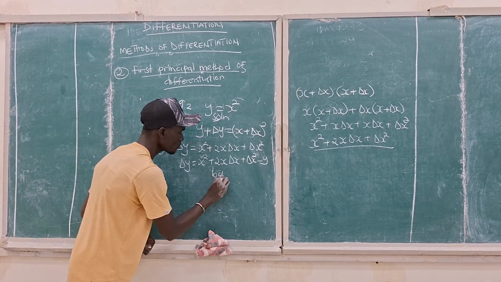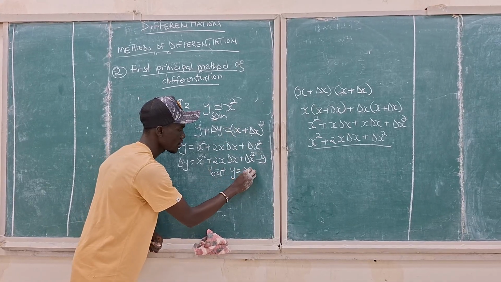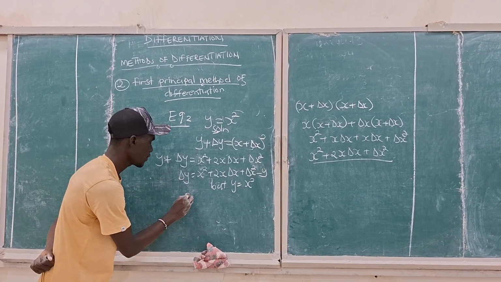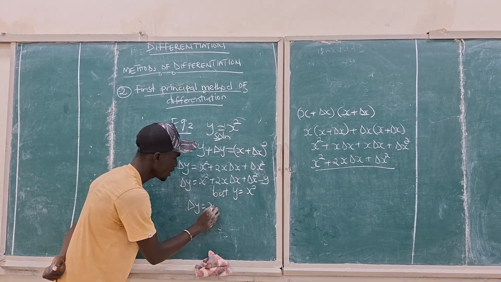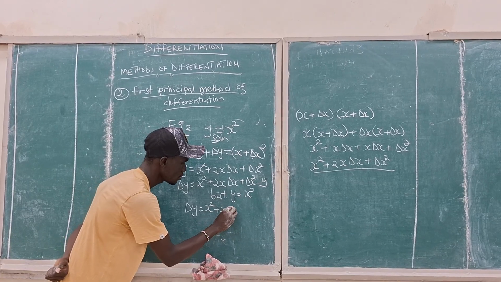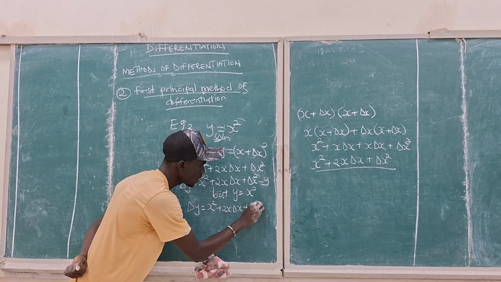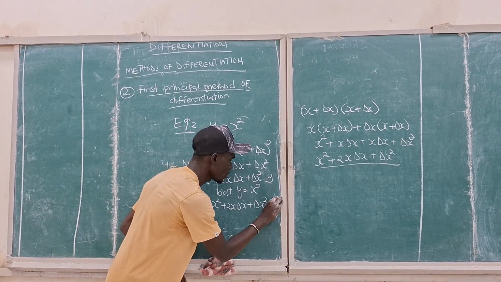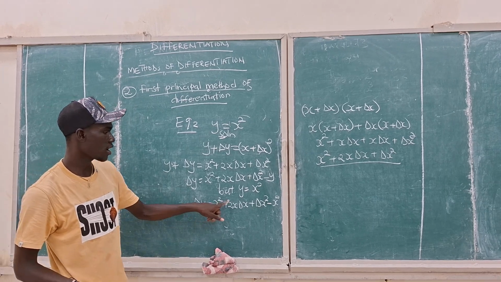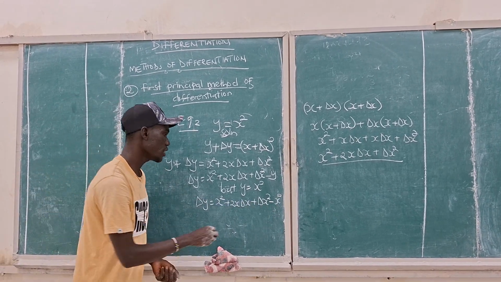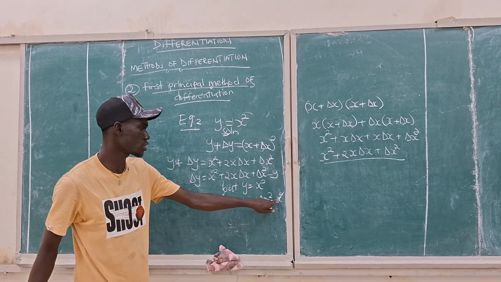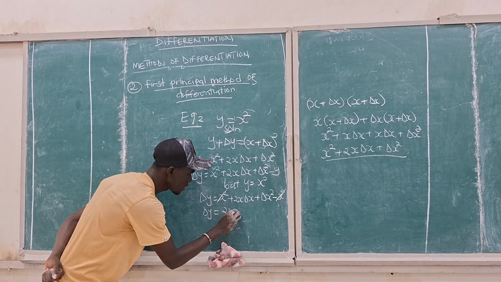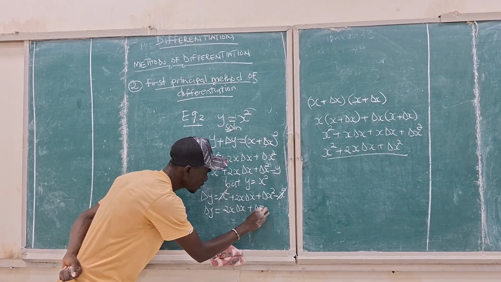But y is equal to x squared. Whenever you see y, you put x squared. Therefore, we are now going to have changing y is equal to x squared plus 2x changing x plus changing x squared minus x squared. Now we see we have x squared and we have also minus x squared. So they will cancel, because this one is minus. Therefore, we are going to have changing y is equal to 2x changing x plus changing x squared.